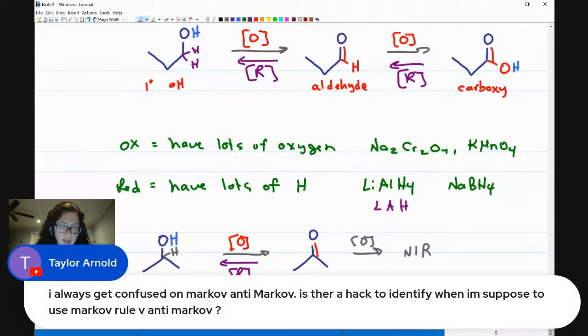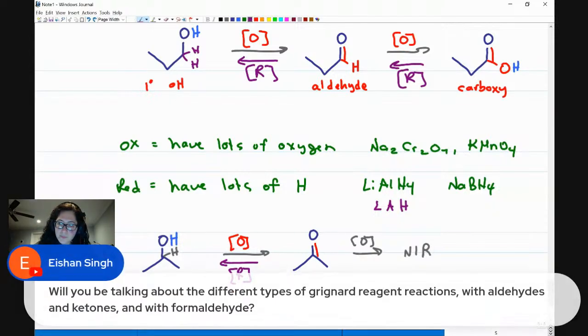Question about it earlier. I always get confused on Markovnikov, anti-Markovnikov. Is there a hack to identify when I'm supposed to use it? Taylor, my hack is based on logic rather than memorization. If you go back to the mechanism and see a carbocation intermediate, that has to be more stable, therefore Markovnikov. No carbocation intermediate, there is something else that drives it. And I explain this in more detail in the Markovnikov video. Email me if you need the link, if you can't find it on your own.